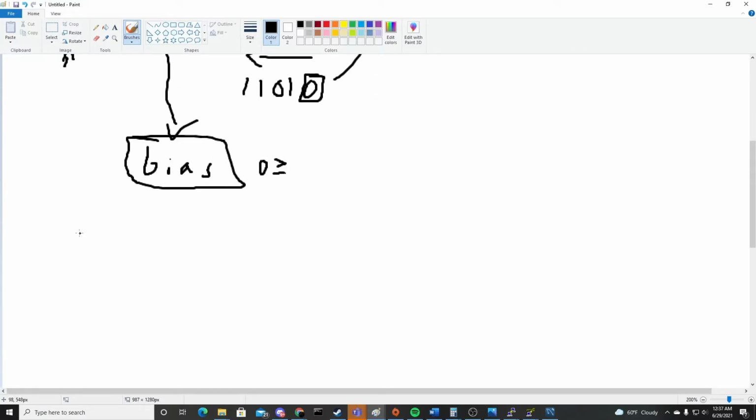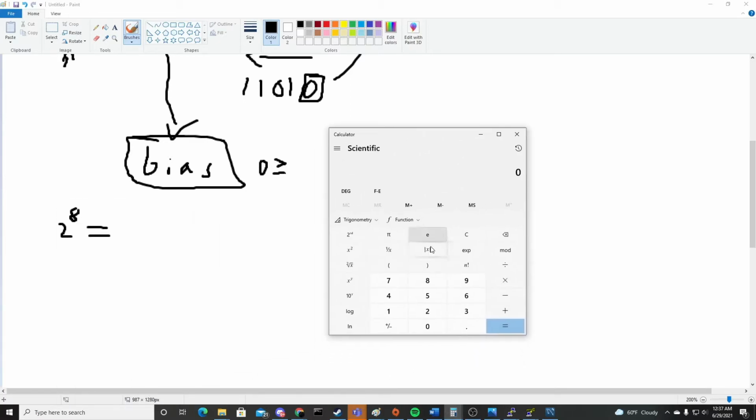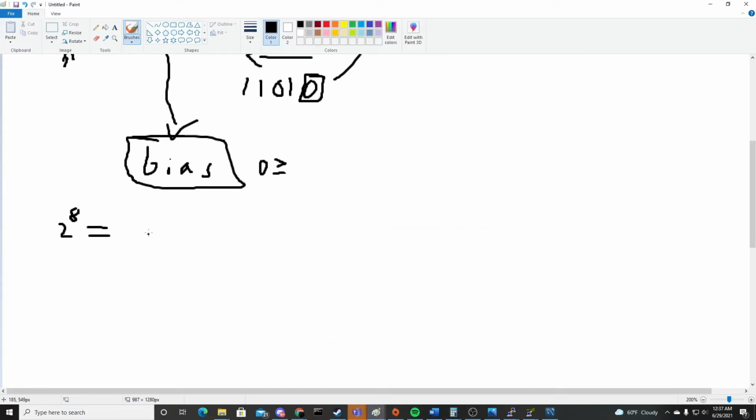So if you think about how many different values 8 bits can represent, we can calculate that by saying what is 2 to the 8th power. Let's use our calculator here. That should be 256, I believe. So we have 256 different values that we can represent with 8 bits. And that's really the range from 0 to 255.